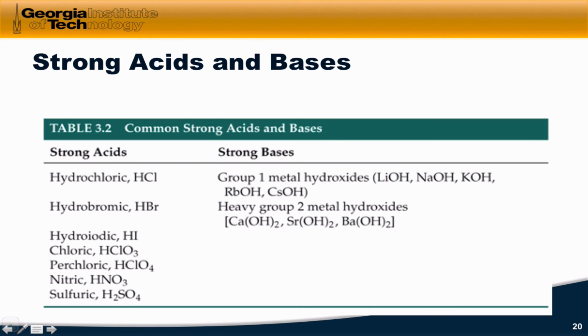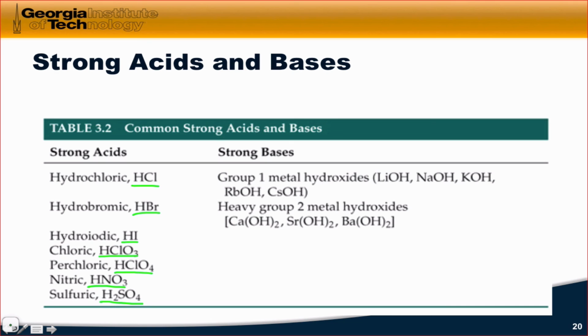The strong acids and bases are actually relatively limited. There's a small list of strong acids and bases. The hydrohalic acids are very common strong acids, HCl, HBr, HI. You'll notice that HF is missing from this list. HF is a weak acid, not a strong acid. Other important examples include chloric acid, HClO3, perchloric, which is HClO4, nitric, which is HNO3, and sulfuric, H2SO4. It's worth committing these strong acids to memory or writing them down on your crib sheet.